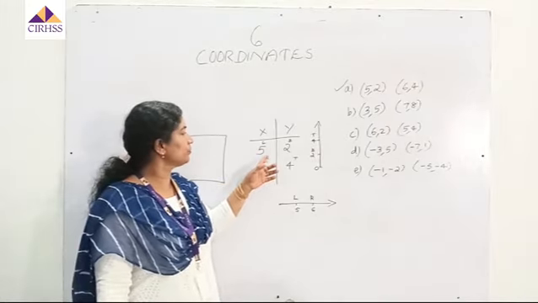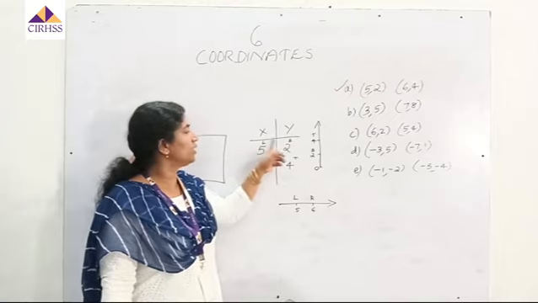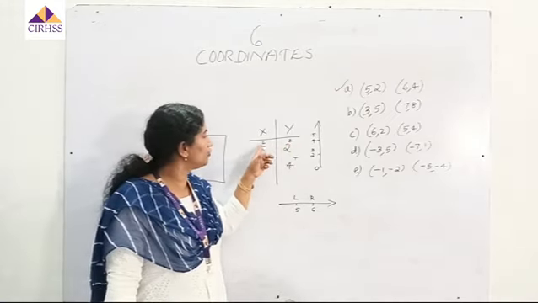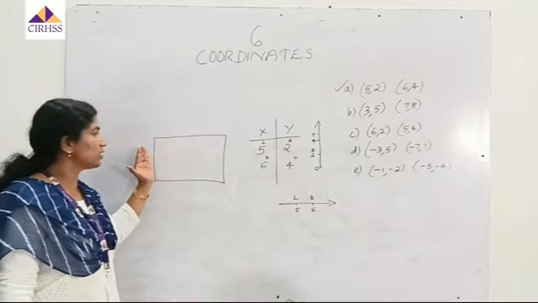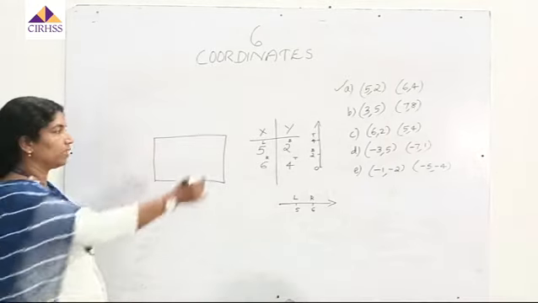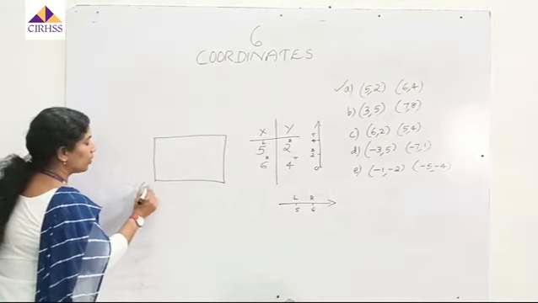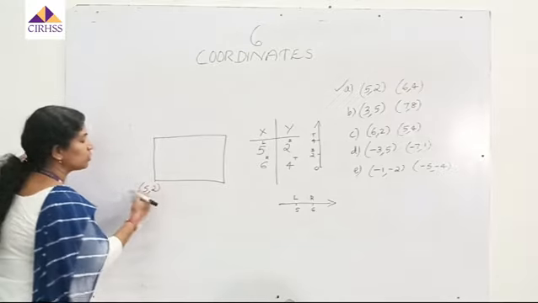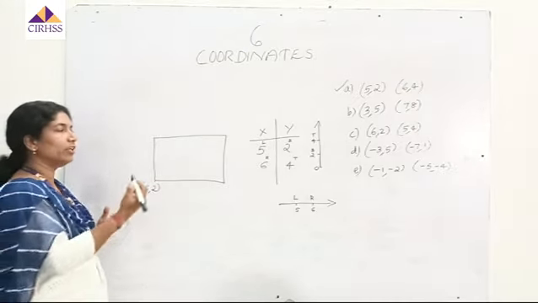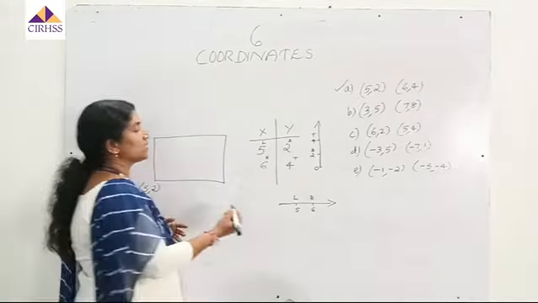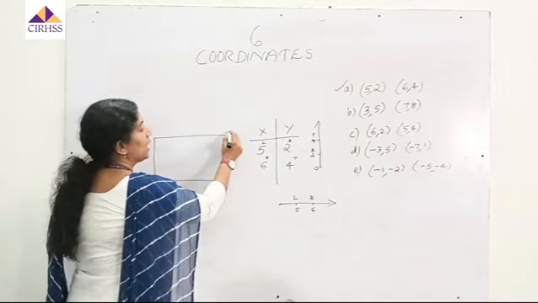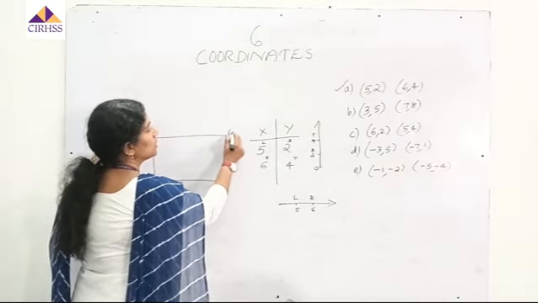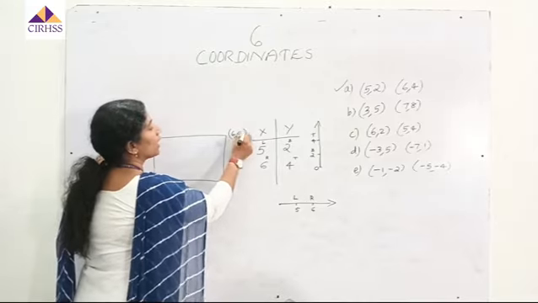Next, left bottom. Take left bottom. Left side bottom. Left bottom 5, 2. The coordinate is 5, 2. Then we already know that 6, 4 is the opposite vertex. That is right top. 6, 4.